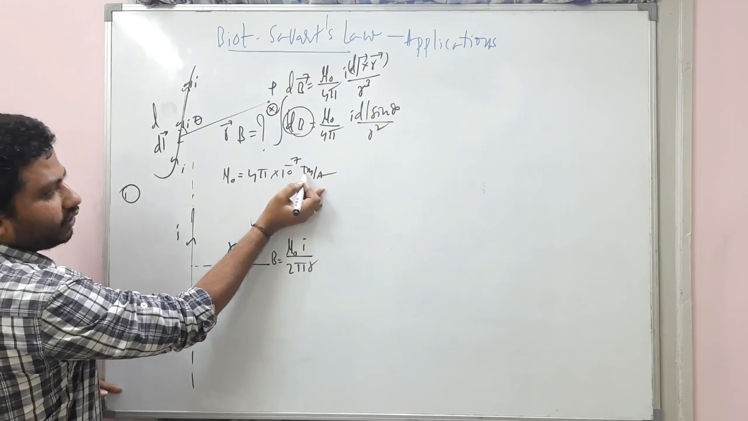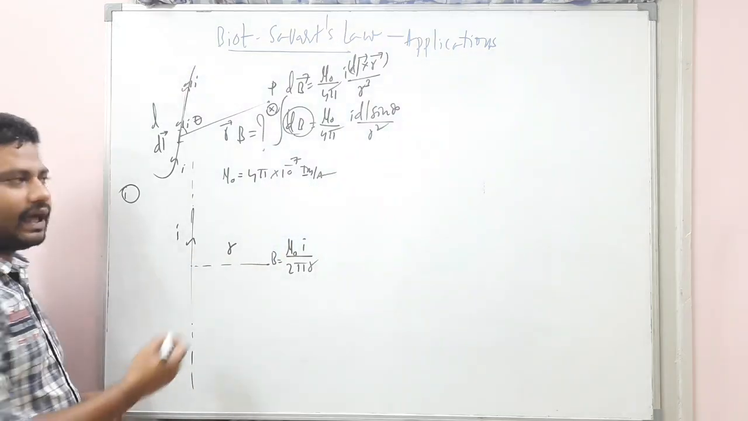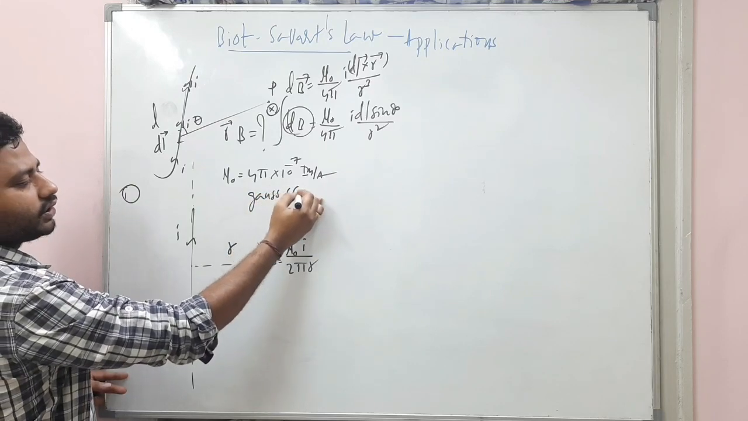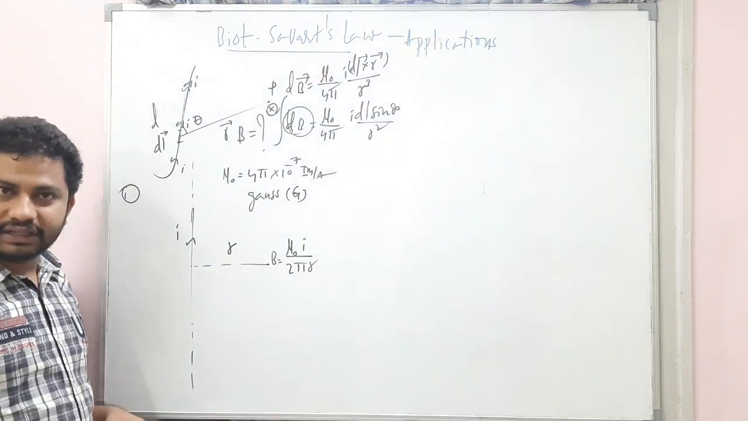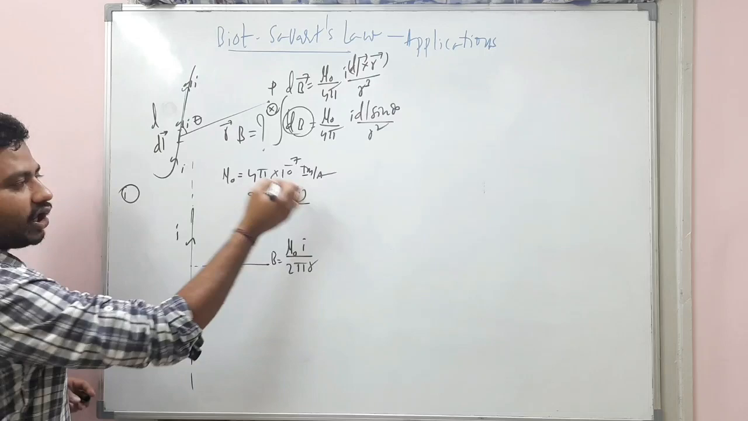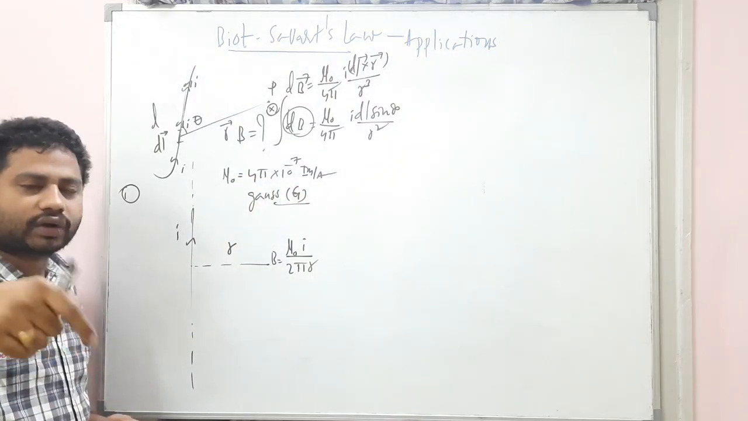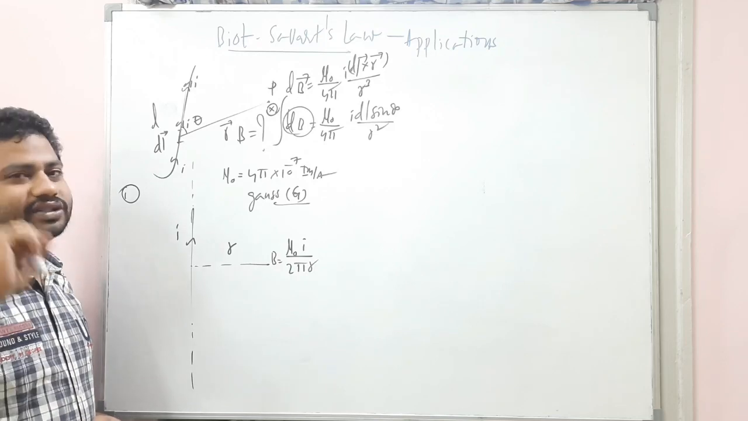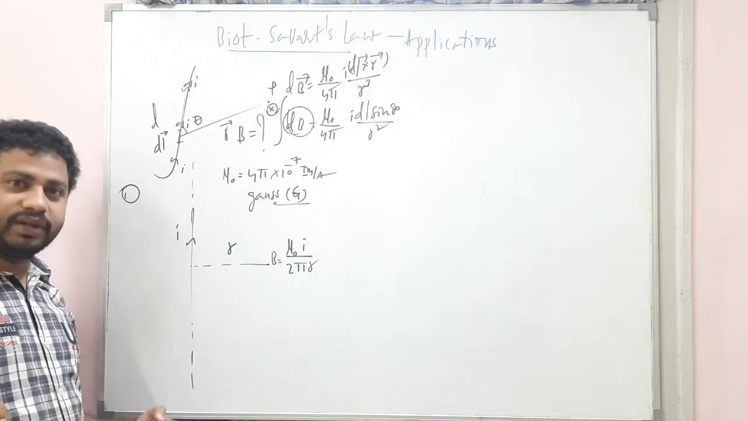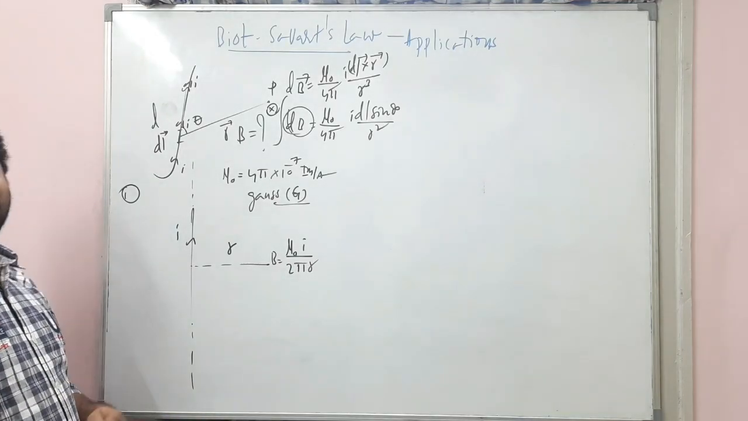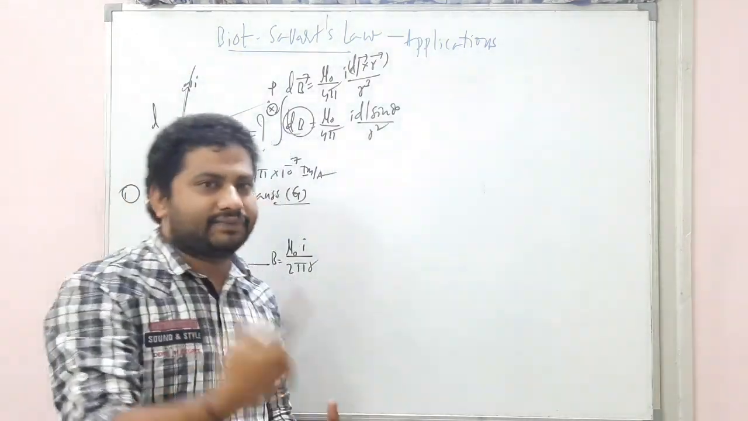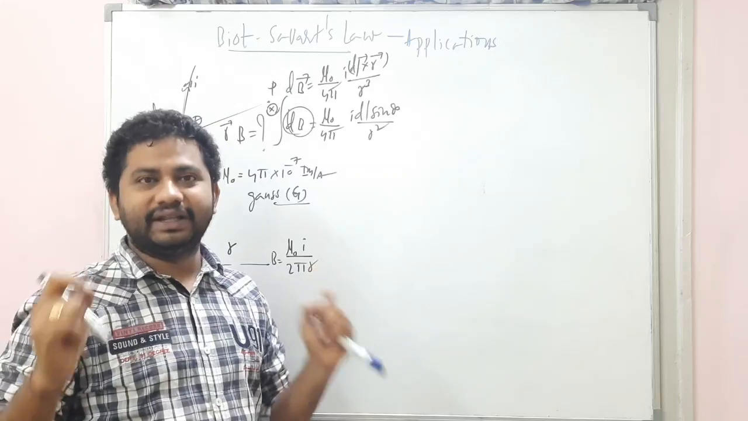The SI unit of magnetic field is Tesla and the CGS unit is Gauss, denoted with the symbol capital G. And there is a relation between Gauss and Tesla that you need to write on WhatsApp and send me immediately. What is the relation between Gauss and Tesla? 1 Tesla is equal to how many Gauss? 1 Gauss is equal to how many Tesla? Write it and send me immediately.